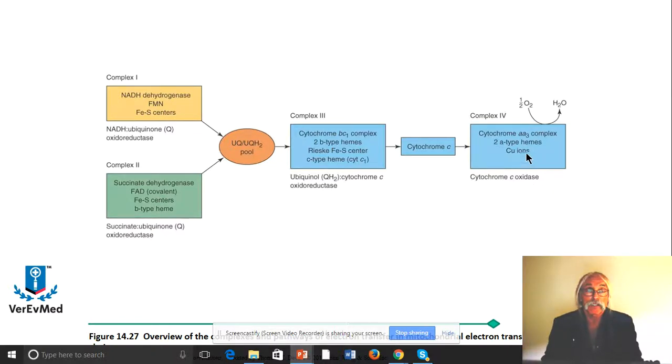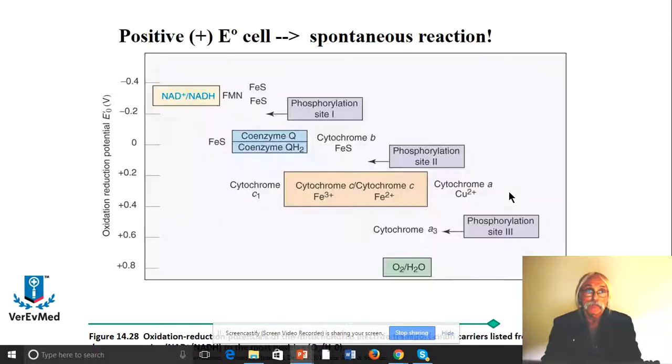Ultimately, the electron acceptor is going to be molecular oxygen, as shown here, and we're going to make water from it. So this is the final reduction of molecular oxygen to water, and that terminal oxidase is called cytochrome c oxidase.